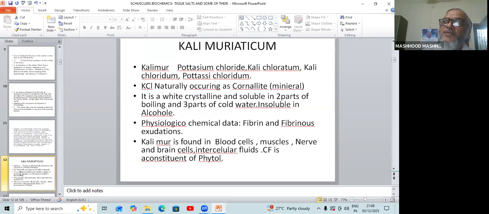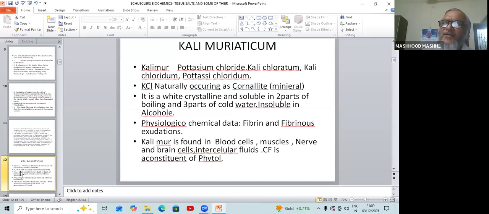This potassium chloride is a white crystalline substance, soluble in 2 parts of boiling and 3 parts of cold water, insoluble in alcohol. So many salts, natrum chloride, kali sulfate, calcarea sulfate, everything are insoluble in alcohol. This is an important one. These salts are made into a paste, mixed with serum lactis and put into lower potencies. They are used as tablets, especially because they are not soluble in alcohol.